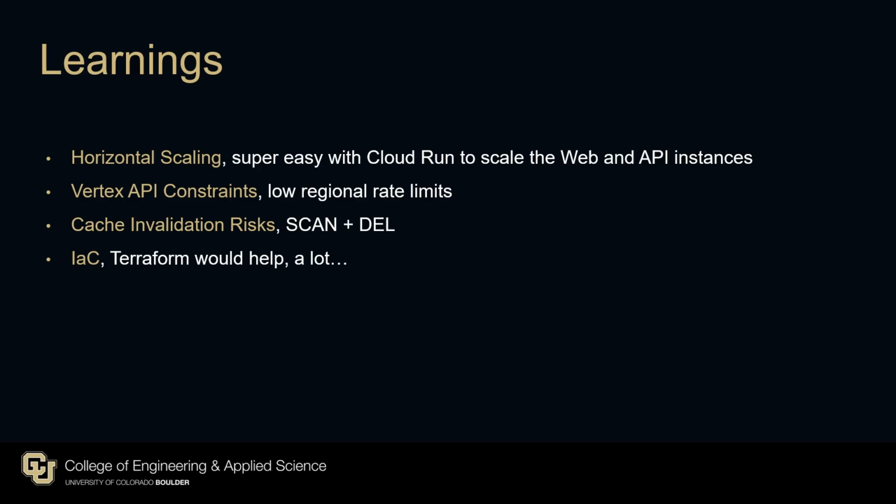In terms of one of the biggest bottlenecks, however, I found that the Vertex API was a huge constraint. Gemini has a really unforgiving regional rate limit. It isn't necessarily a quota, but if you send enough API calls to a specific region in a short amount of time, you'll get a resource denied error, 429.